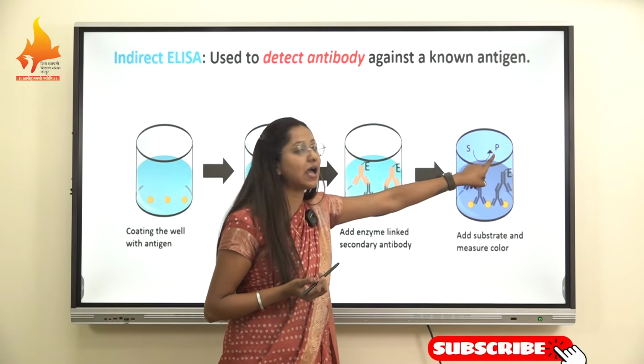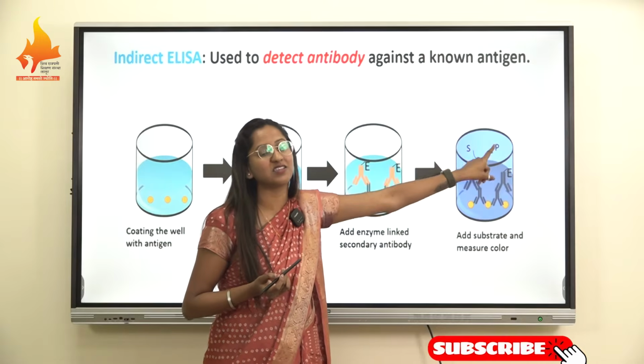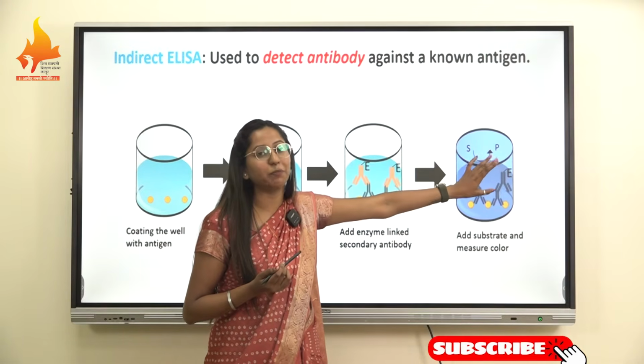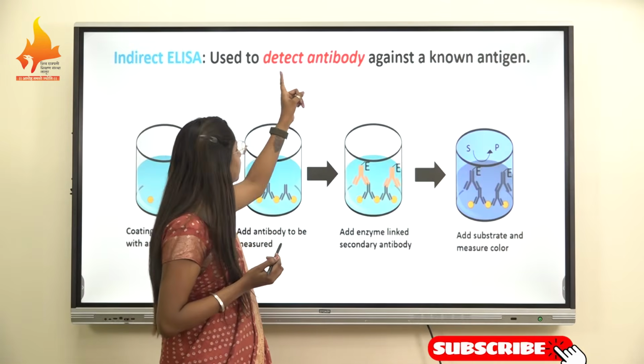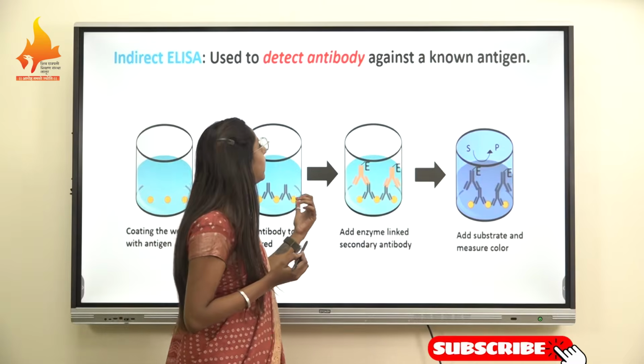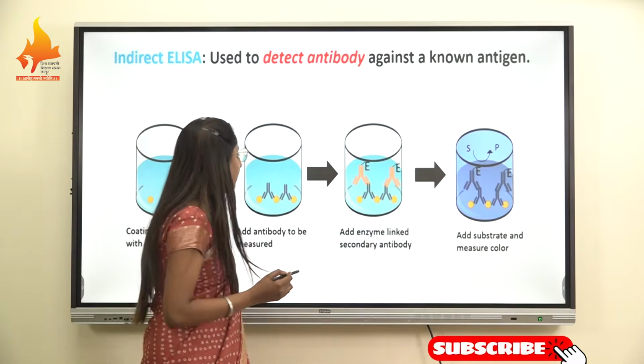The product formation has been displayed, the color inside this particular well. If the color develops inside a particular well, it means that there is a presence of a specific type of antibody in the patient serum sample. This is your what? Indirect ELISA.